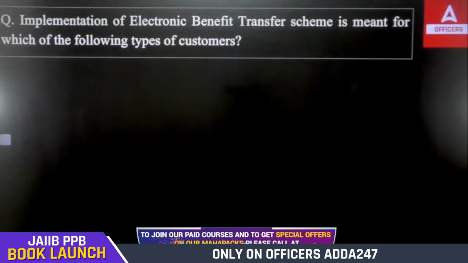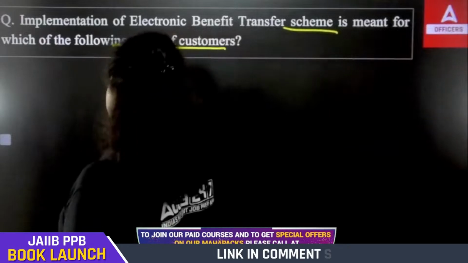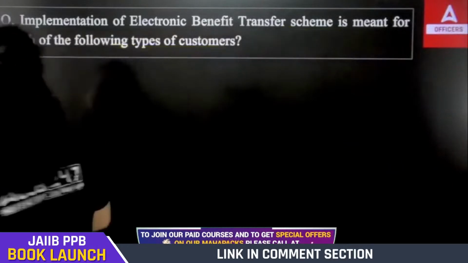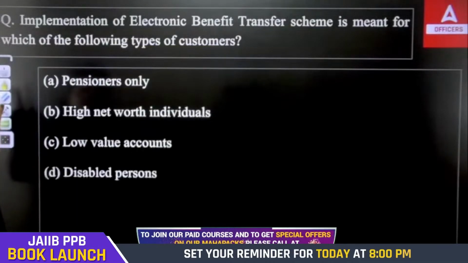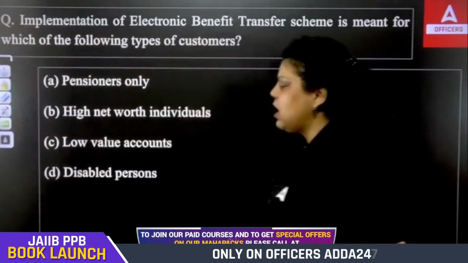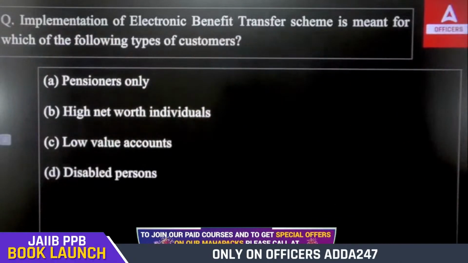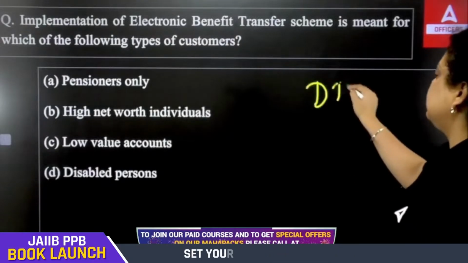Now we have: implementation of the electronic benefit transfer scheme is meant for which of the following types of customer. So if you are providing the electronic benefit transfer scheme, you have to tell which type of customer it is for. It is for pensioners only, high net worth individual, low value accounts, disabled persons. Electronic benefit transfer scheme. Also, similarly, there is a direct benefit transfer scheme.